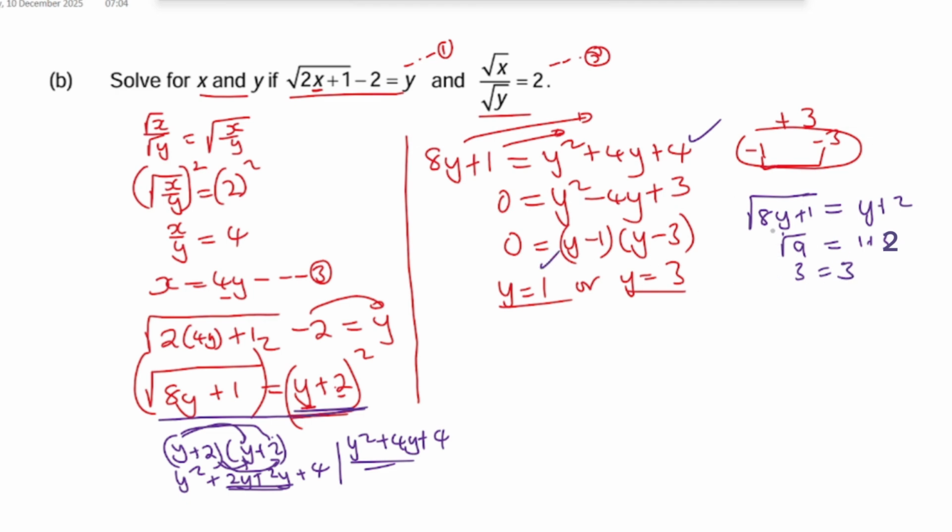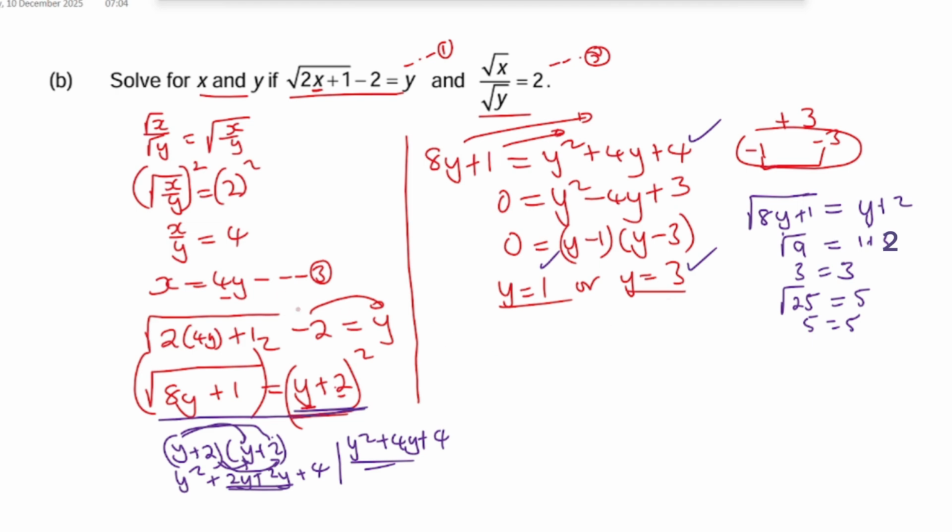And then let's try 3. What would be 8 times 3? That would be 24. 24 plus 1 is 25. Square root of 25 is equal to 3 plus 2, which is also 5. So 5 is equal to 5. So both answers are applicable. So we have y is equal to 1 or y is equal to 3.